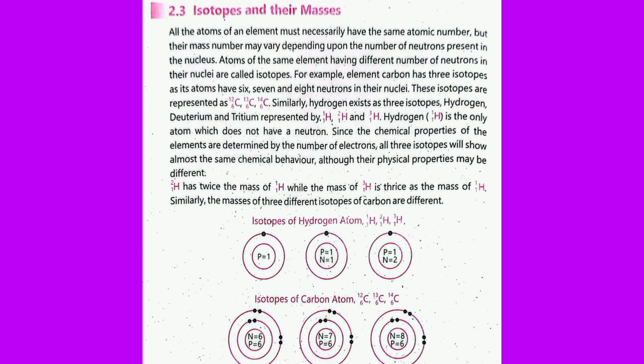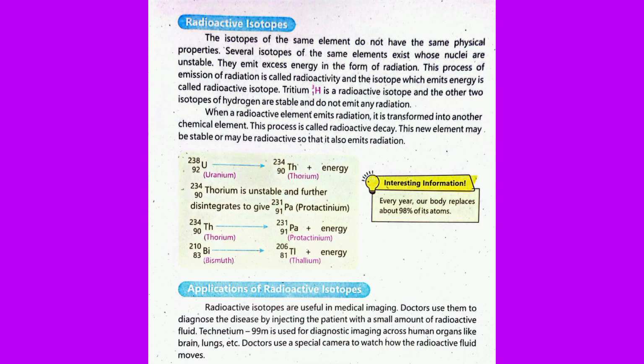Hydrogen 1 is the only atom which does not have any neutron. Since the chemical properties of the element are determined by the number of electrons, all 3 isotopes will show almost the same chemical behavior, although their physical properties may be different. Hydrogen 2 has twice the mass of hydrogen 1, while the mass of hydrogen 3 is thrice the mass of hydrogen 1. Similarly, the masses of the 3 different isotopes of carbon are also different. Radioactive isotopes.